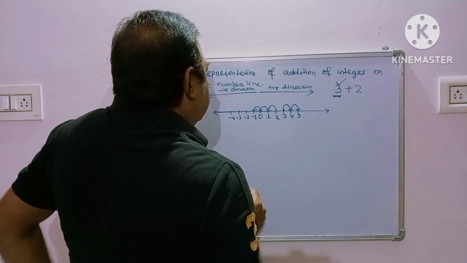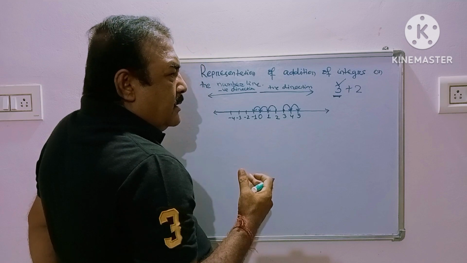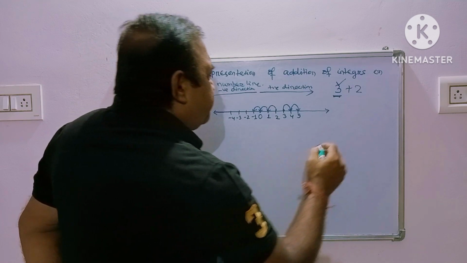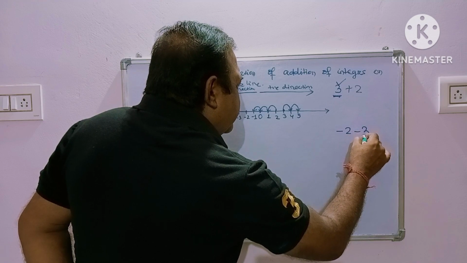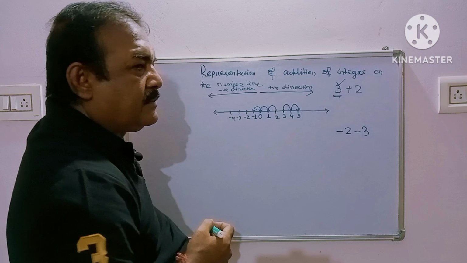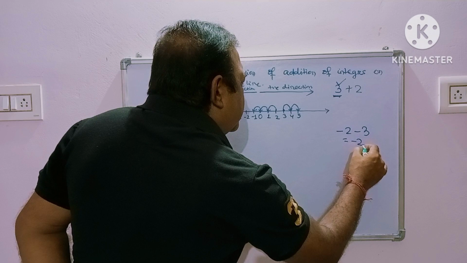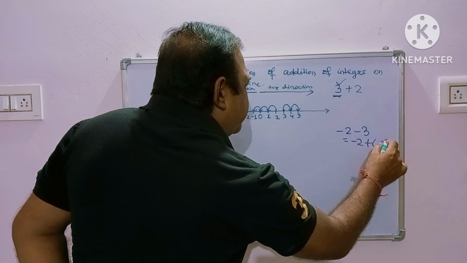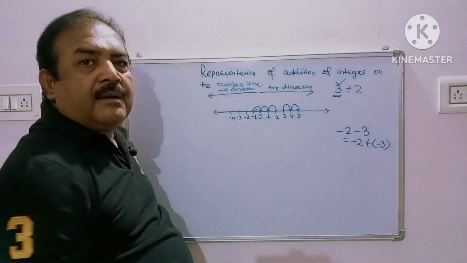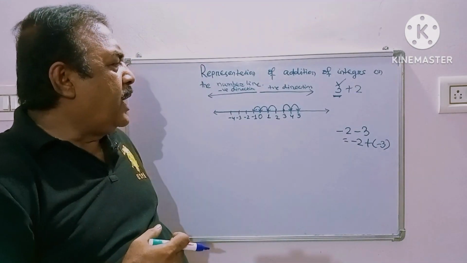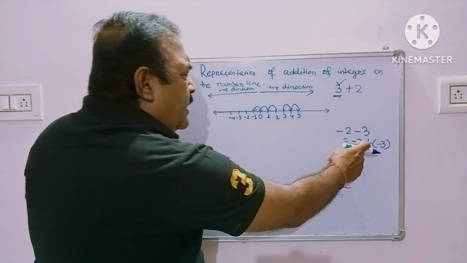Suppose we have to represent the addition like this: minus 2, minus 3. Just to simplify, minus 2 plus of minus 3. That means 2 negative integers are added, and we have to show this addition on the number line. Both are negative integers, you follow it.